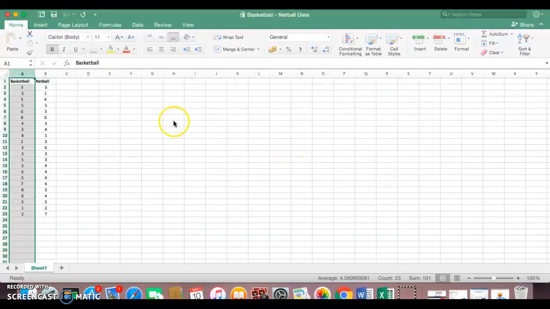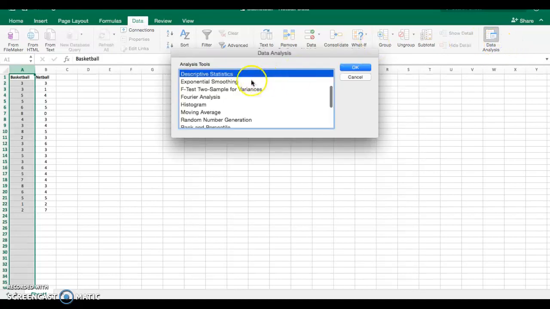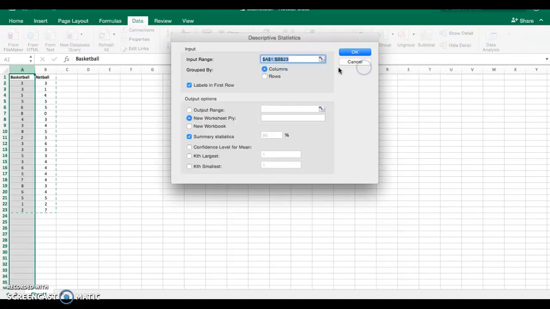Okay, so now moving on to my data analysis. These are my two results here. So we've got basketball against netball. To start off with, I'm just going to go on to data analysis and then press descriptive statistics.